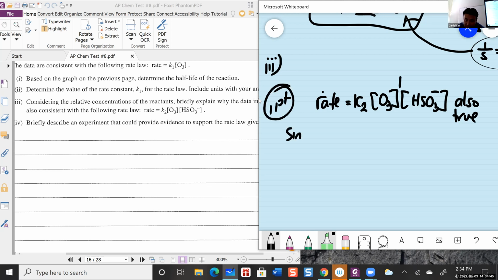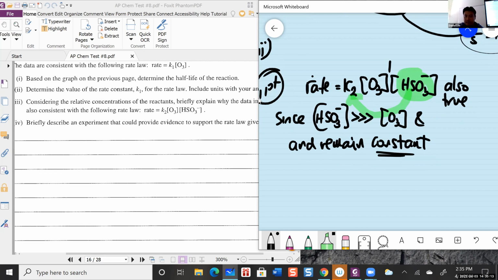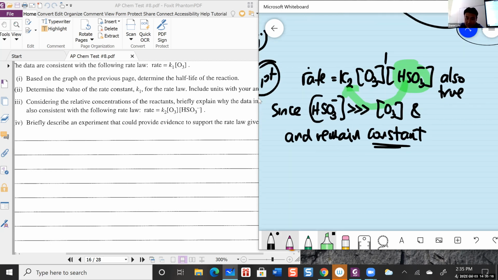Since HSO3 minus molarity is a lot greater than O3 and essentially remains constant, okay, that means it is not going to change. So do you see that if this is constant, I can just move it over. I could have written rate is equal to K2.